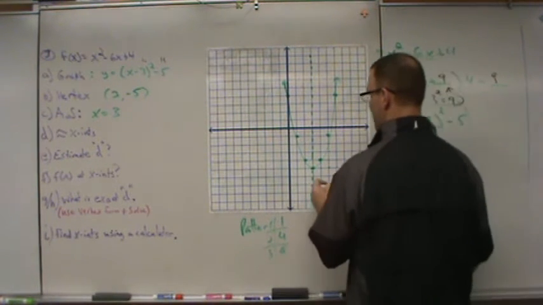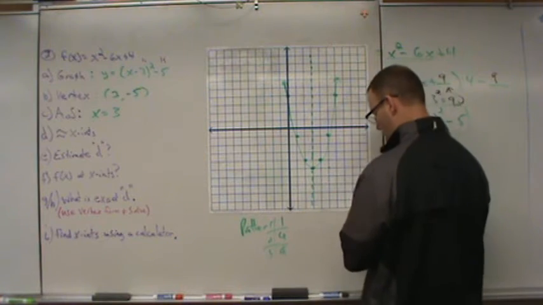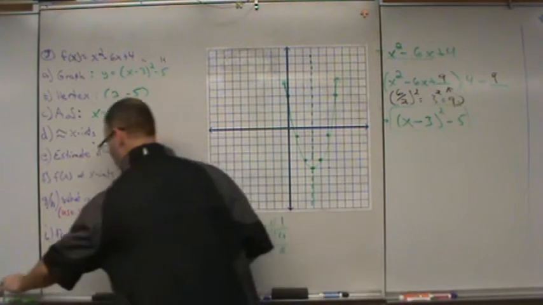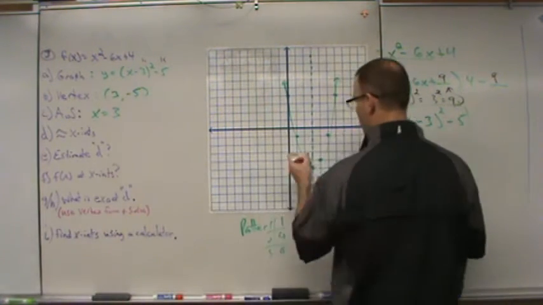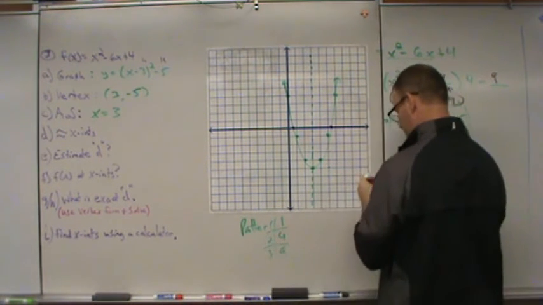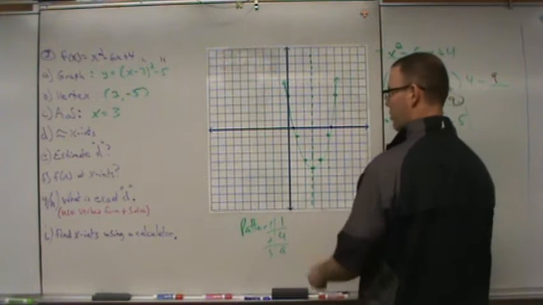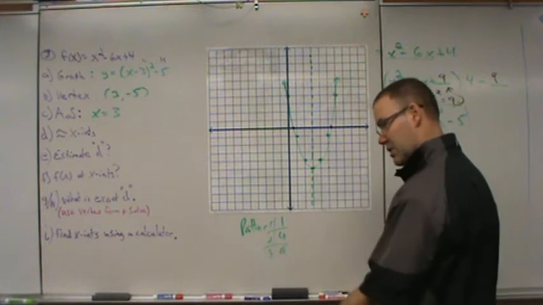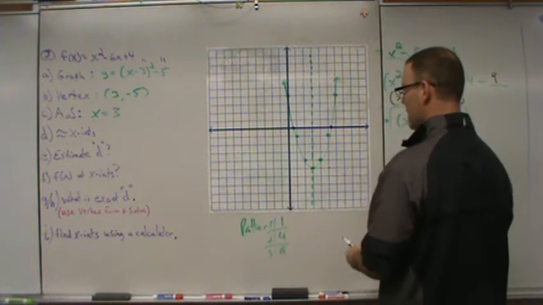Okay, now, it's asking, what are the x-intercepts? Well, my x-intercepts are right here and right here. And if you notice, they are in between whole numbers. That's exactly where they should be. They should be in between.